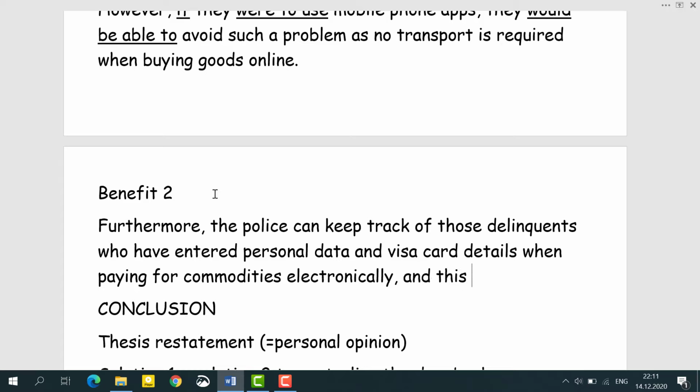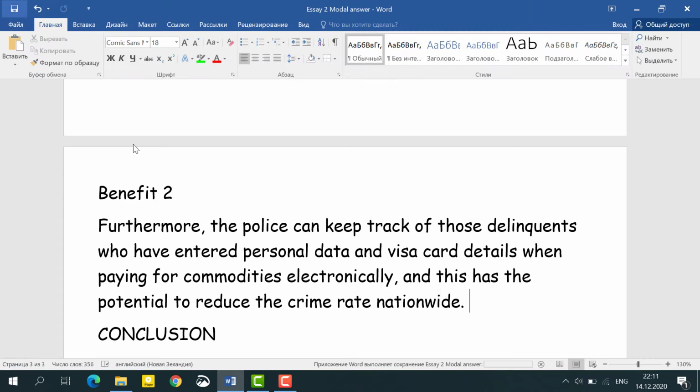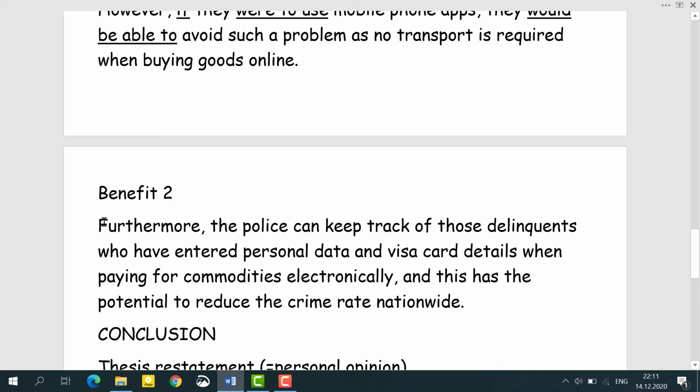And this has the potential to reduce the crime rate nationwide. Okay, now here we go. Let's just look at this one. Furthermore, okay, we need to use furthermore when we want to add one more point.